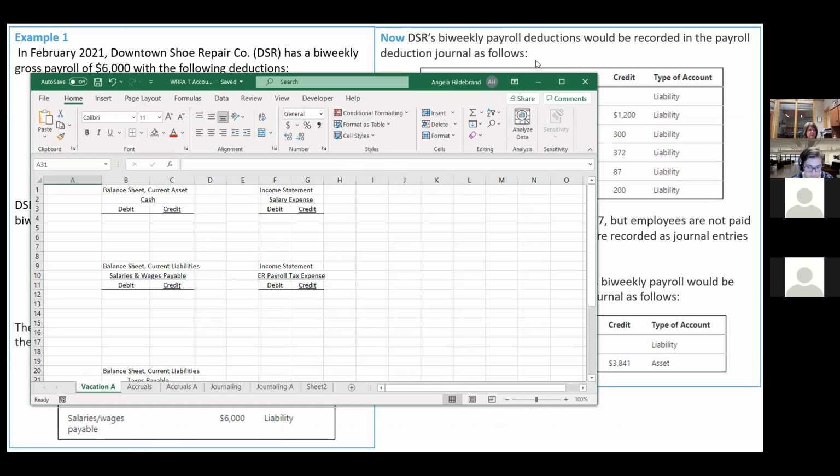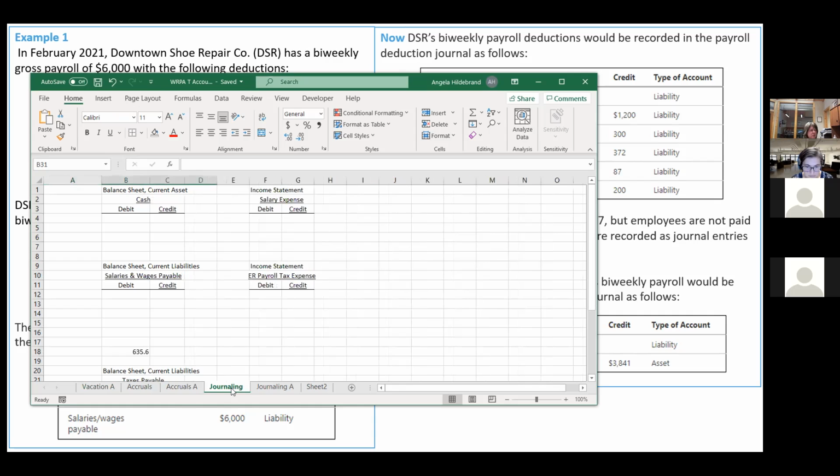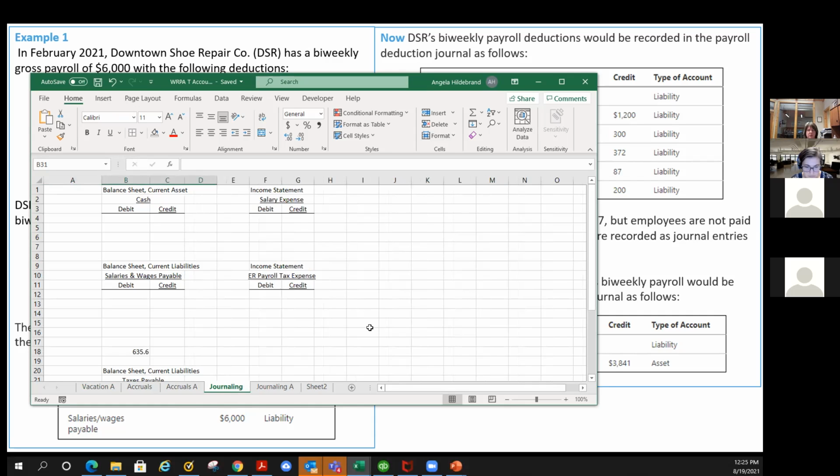So I've got this trusty little sheet, and we're going to record some journal entries here. In February 2021, the shoe store had a biweekly payroll with gross payroll minus deductions. So if somebody knows, what would I record as the journal entry for example number 1?